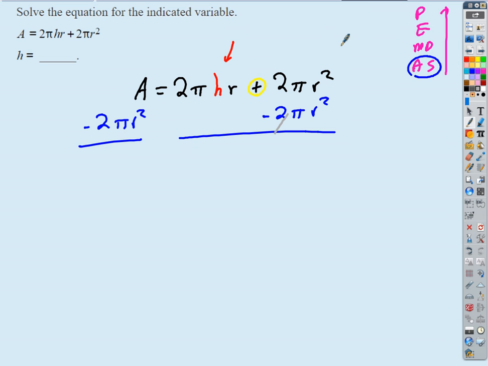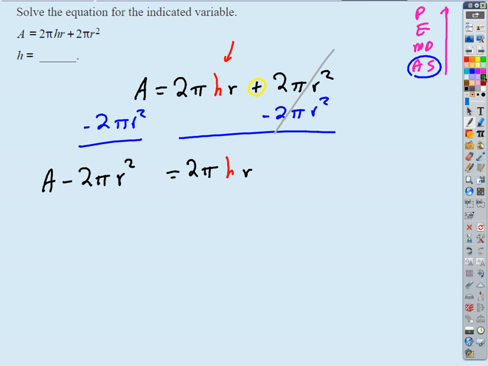And look, those go away, right? So now on the right side, I've got just my 2 pi h r, and on the left side, I've got a minus 2 pi r squared. Those aren't like terms, so I can't combine them. They're just separate terms, right? Good. We made some progress.